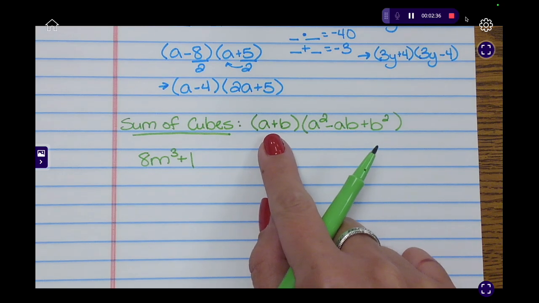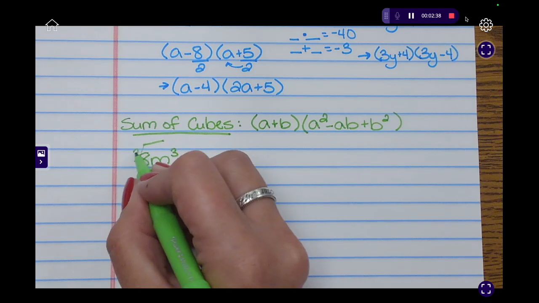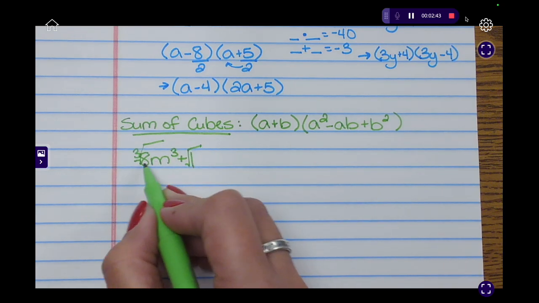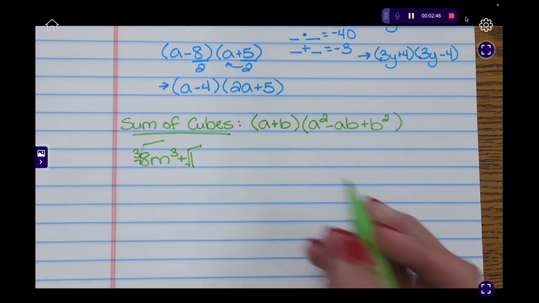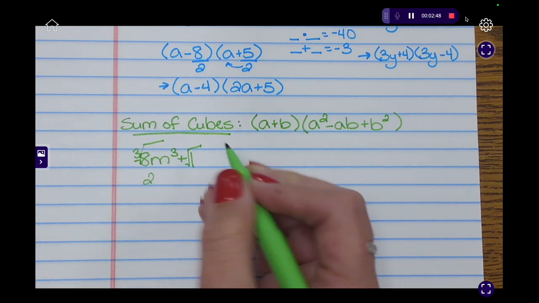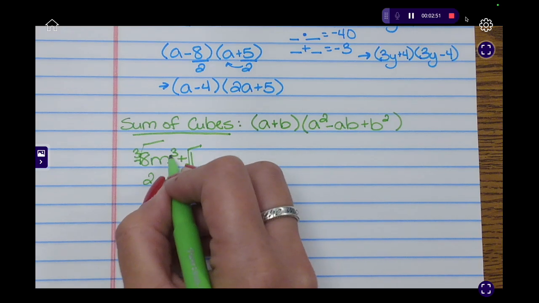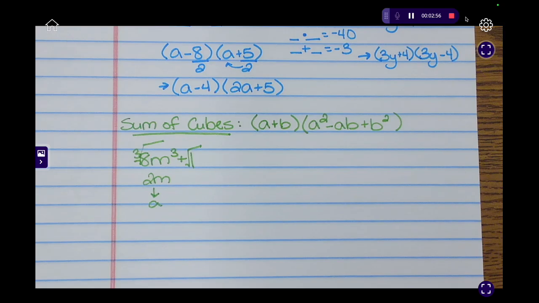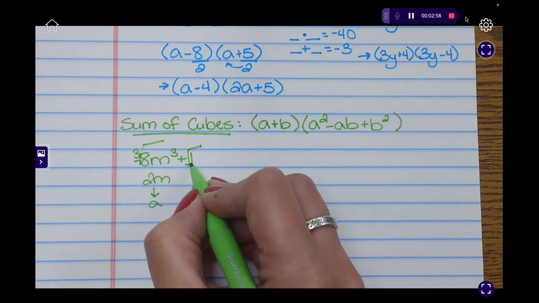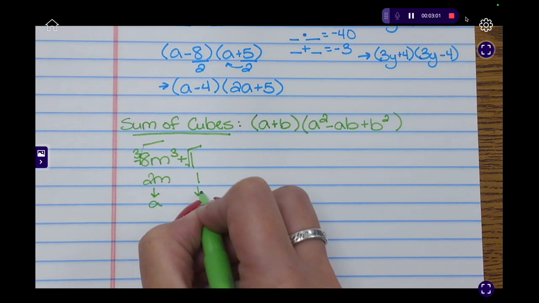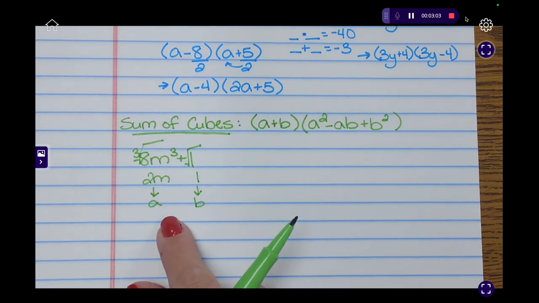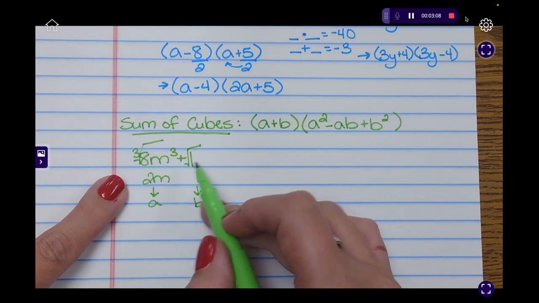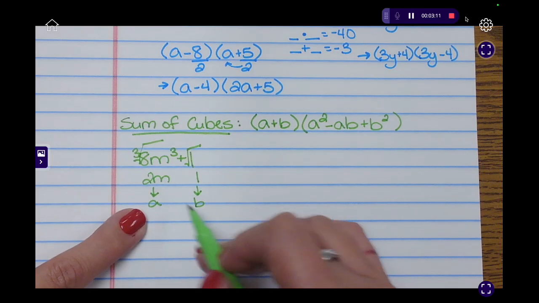To figure your a and b out, you cube root each one of your terms. Because it's a cube right here, I'm going to cube root this. If I take the cube root of 8, that gives me 2 right there. And then the m cubed would be just m, so 2m. So that is your a value. If I cube root 1, my b value is going to be 1. So this is the first concept that you have to figure out, what is your a value and what is your b value. And all you have to do is cube root each one of your terms, and that gives you your a and your b.